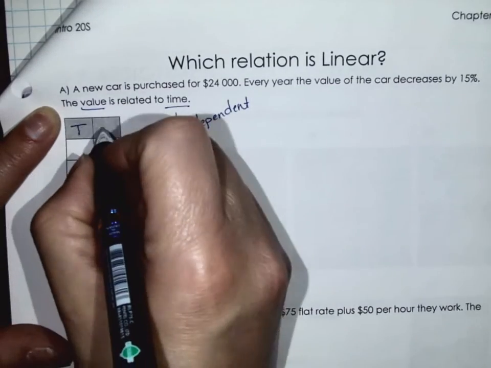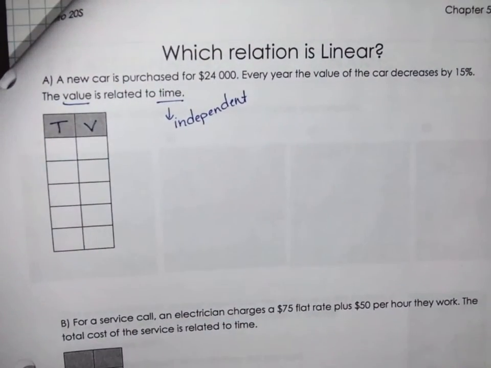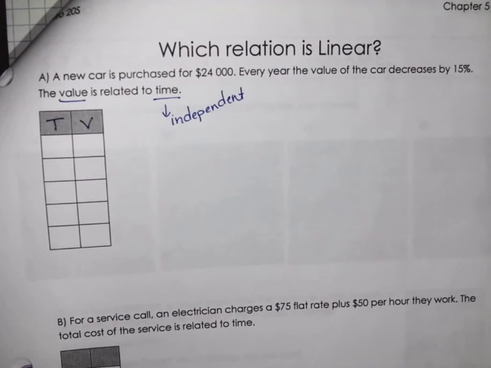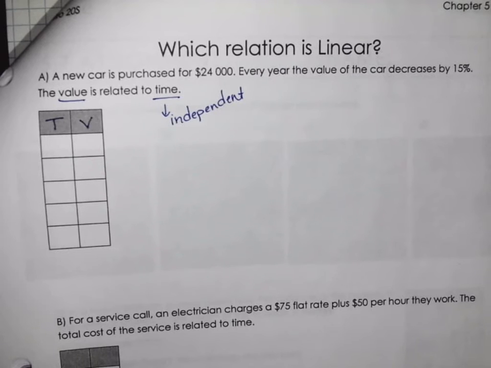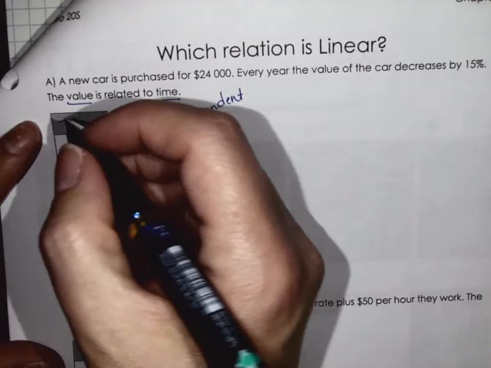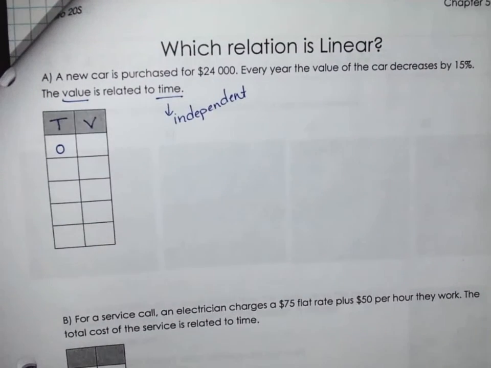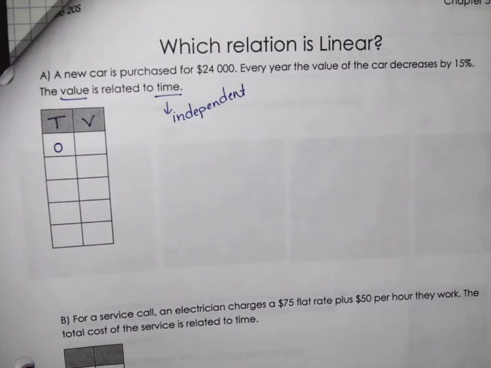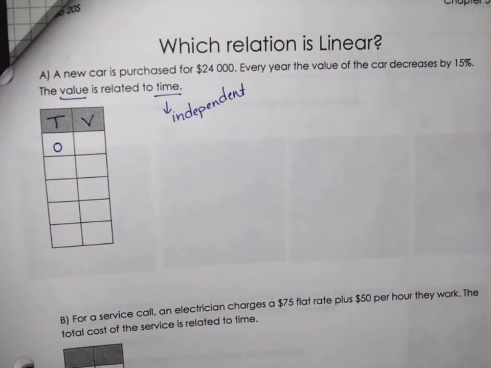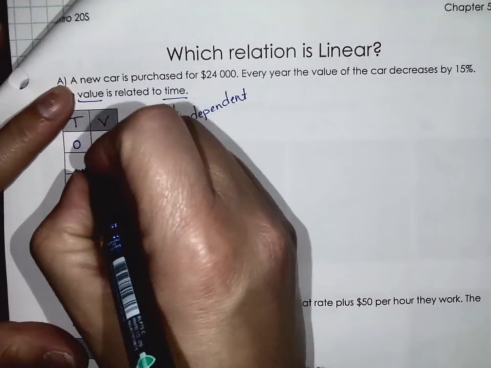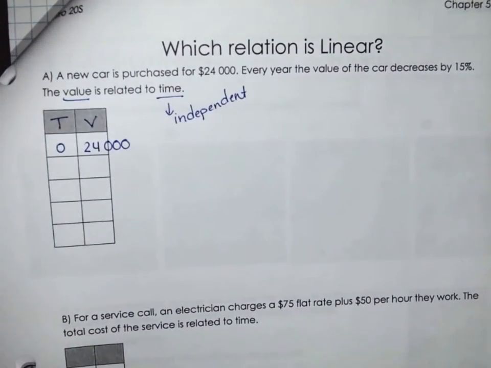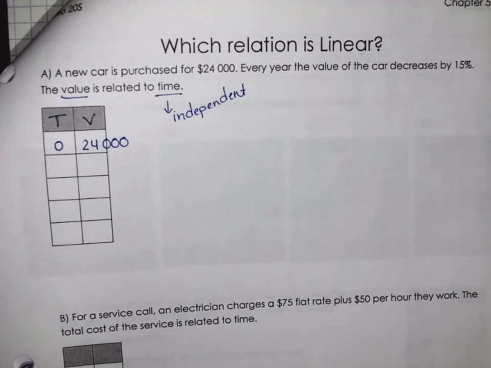Okay, so T and V over here. So obviously, if time is independent, that means our value is dependent. So the value of the car is dependent on how long you've owned it. Okay, so at 0 years, I haven't even owned it for a year. Today's the first day I bought it. How much is it worth? I just paid for it. $24,000. This is a tiny table. We're going to have to write outside the table.